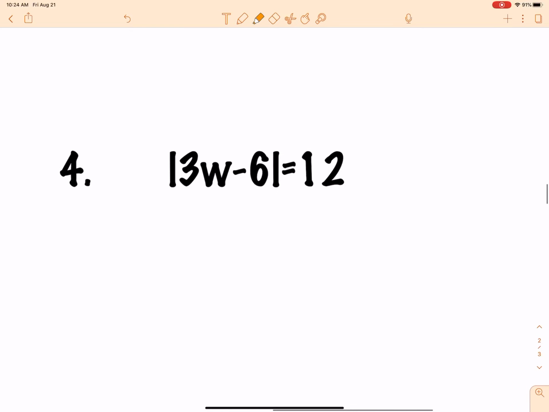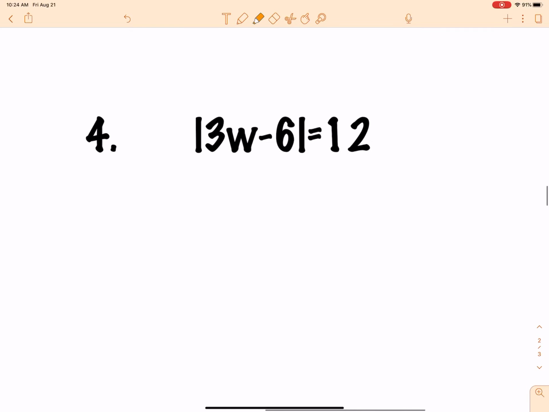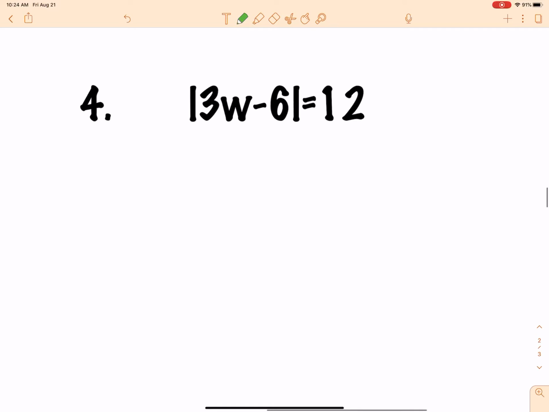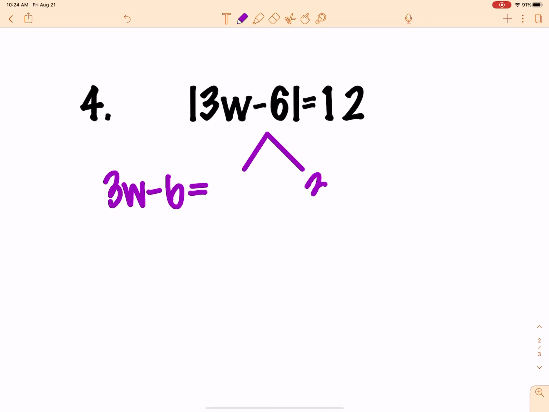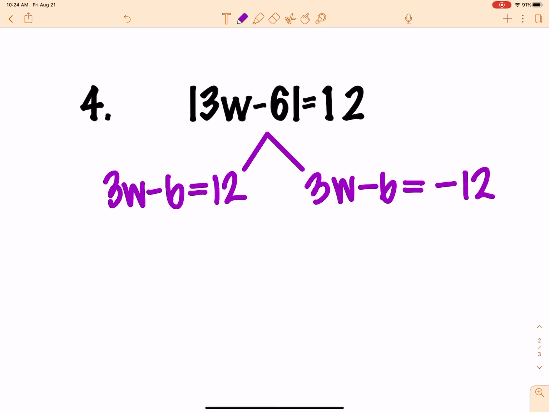Number 4, again, it's already isolated for you. We're getting a little bit easier. So what I want you to do is make your two equations. Again, we are not touching what's inside the absolute value. 3w minus 6 is going to stay 3w minus 6. Do not change it. The only thing that changes is a 12 becomes a negative 12.